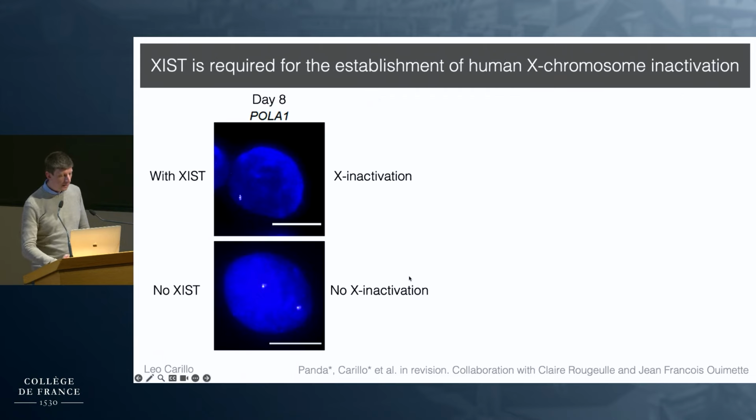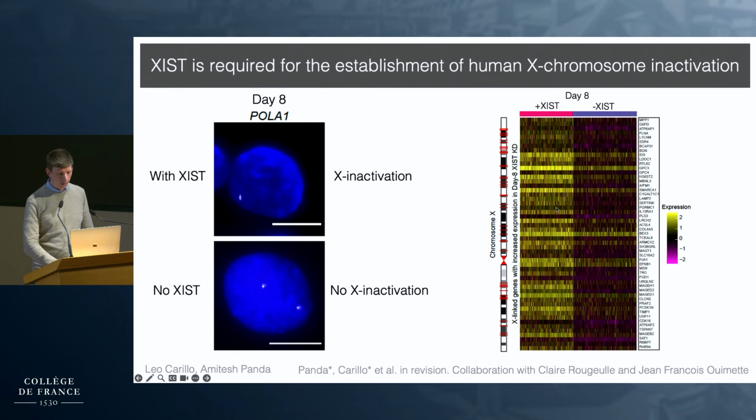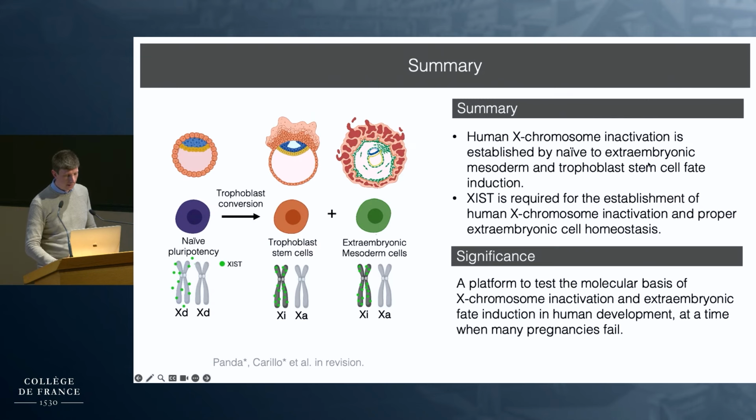And when we examine X chromosome inactivation by RNA FISH, we see that in the absence of XIST, cells fail to induce the switch from biallelic to monoallelic X-linked gene expression, and by RNA-seq, we also have no X inactivation. So this suggests that XIST is indeed required for the establishment of X inactivation in early human development. So this is the conclusion. We can now induce and study the establishment of X inactivation in a human context.